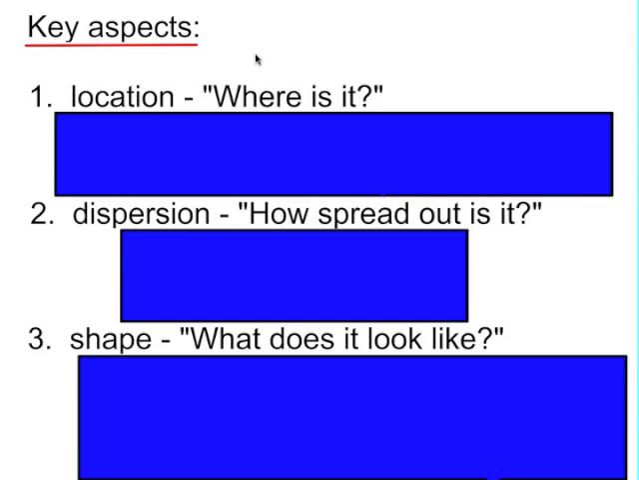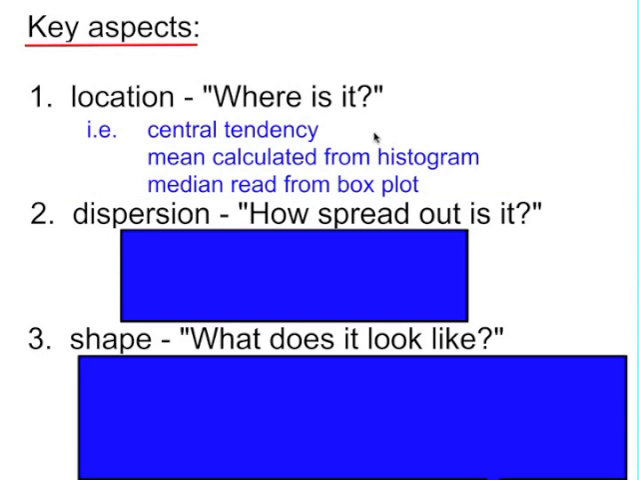Finally, I'm going to summarise the key aspects of describing and comparing data. There are three factors that you should mention when you're describing or comparing a set of data or two sets of data. Firstly, the location. Where is it? What we mean by this is measures of central tendency. So the mean and the median are the ones we normally use.